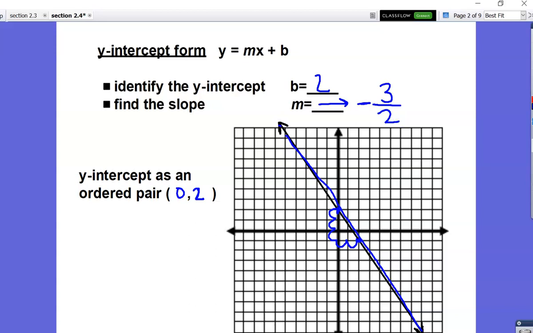And now all I have to do to write the equation is substitute these values that I found for m and for b into y equals mx plus b. So instead of m, I'm going to write -3/2. I'm going to put an x behind the fraction. Do not put it directly next to the 2, because otherwise that'll look like -3/2x, and that's something different. And then plus 2.